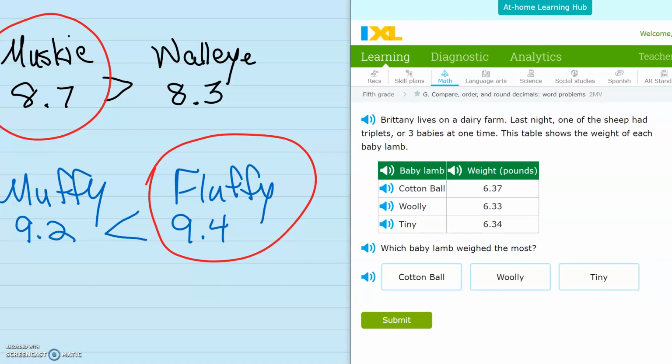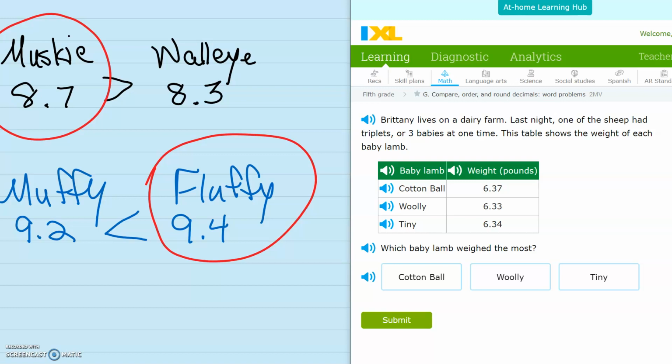Brittany lives on a dairy farm. Last night, one of the sheep had triplets, or 3 babies at one time. This table shows the weight of each baby lamb. So Cotton Ball weighed 6 3/37 of a pound. Woolly weighed 6 3/33 of a pound. And Tiny weighed 6 3/34 of a pound. Which baby lamb weighed the most?